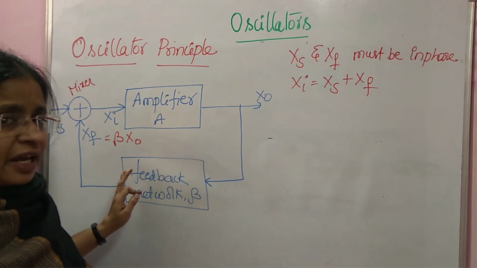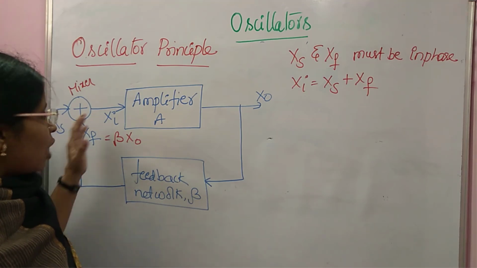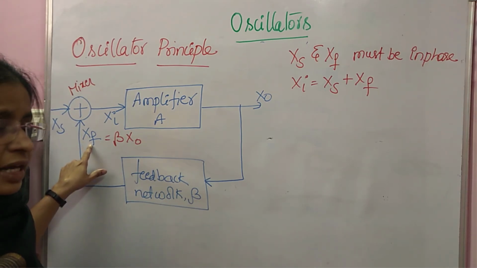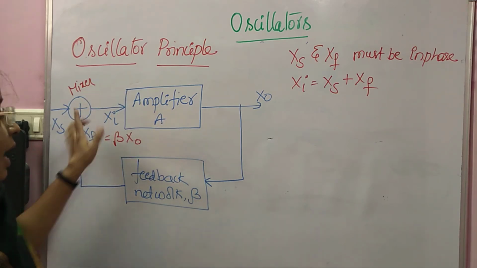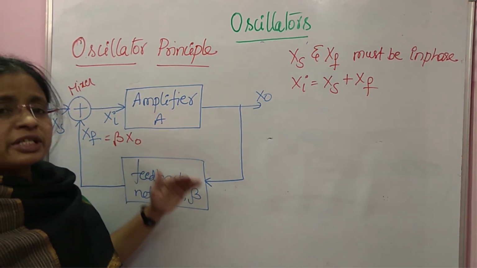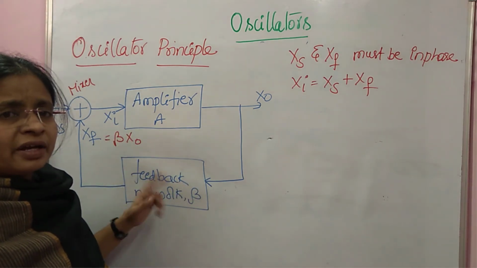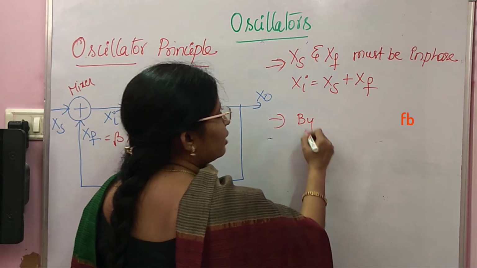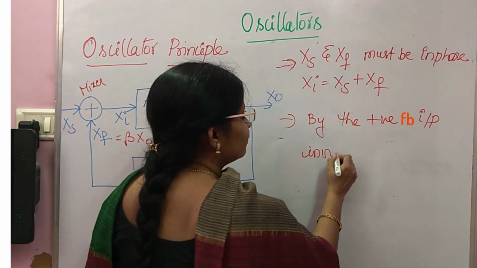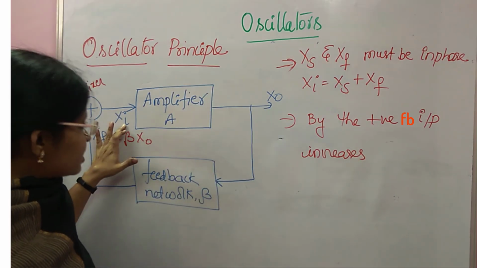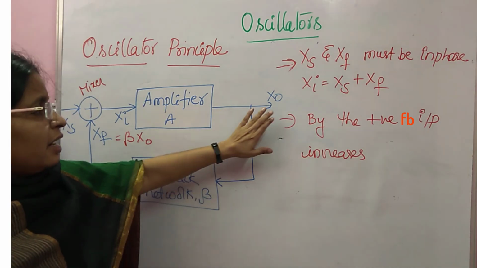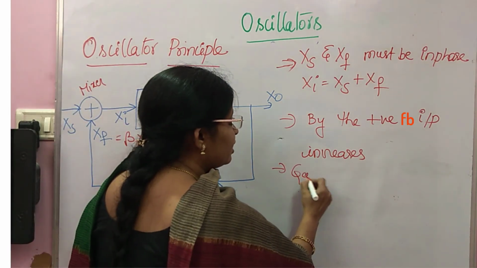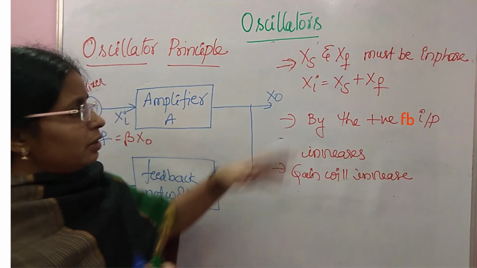But here, as the two are in phase, Xi becomes XS plus XF. Actually, we are giving the external source signal as XS, but because of this feedback signal XF, the total Xi is more than XS. Means with positive feedback, the original input signal for the amplifier increases. Another point here is that by positive feedback, input signal Xi increases. If Xi increases, obviously X0 increases. If X0 and Xi both increase, then automatically gain will increase. So gain will increase with positive feedback. These are all about positive feedback.